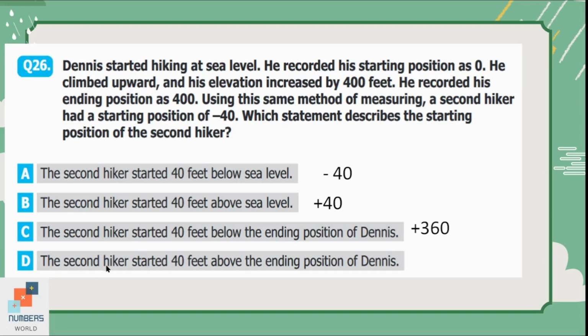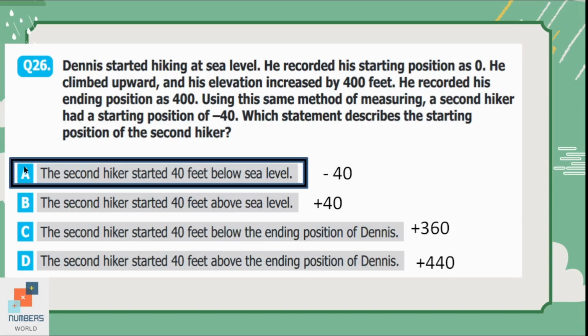The last option is the second hiker started 40 feet above the ending position of Dennis. So again, 400 is the ending position of Dennis, and if we add 40 to it, the starting position of the second hiker will be 440, which is incorrect. So options B, C, and D are not correct. Only option A is. The second hiker started 40 feet below the sea level.